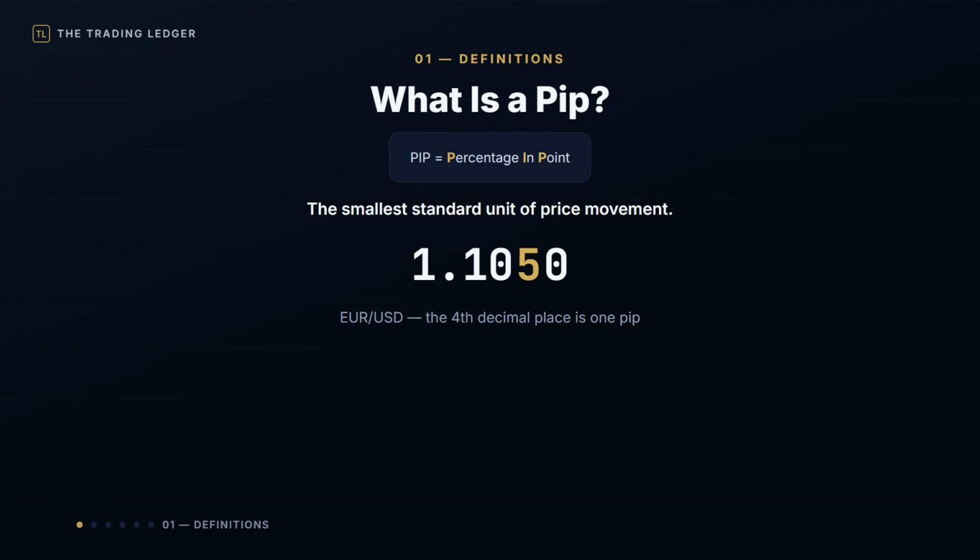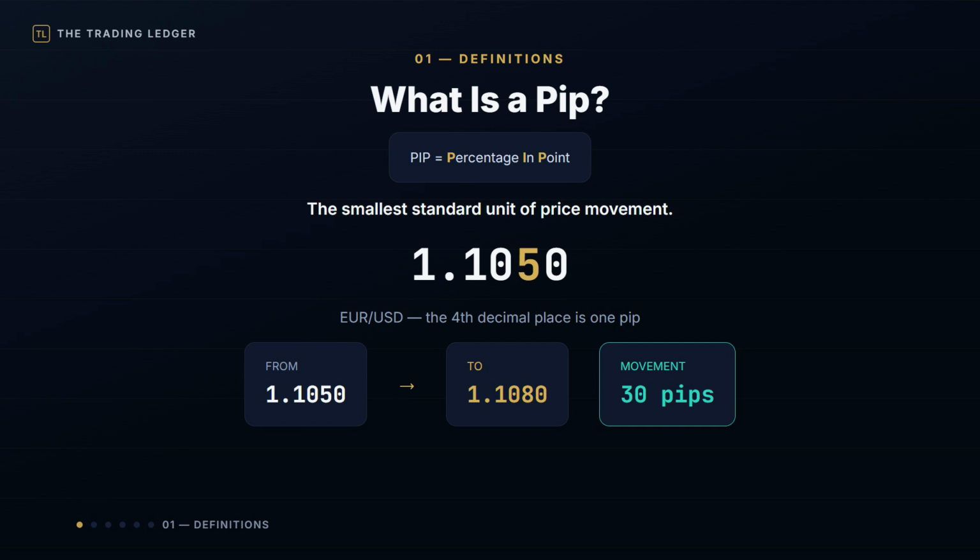Let's make that concrete. Say the euro versus the US dollar is currently priced at 1.1050. If the price moves up to 1.1051, that 1 unit change in the 4th decimal place is 1 pip. If it moves from 1.1050 to 1.1080, that's a movement of 30 pips. Simple enough, right? Now here's where it gets slightly more interesting.